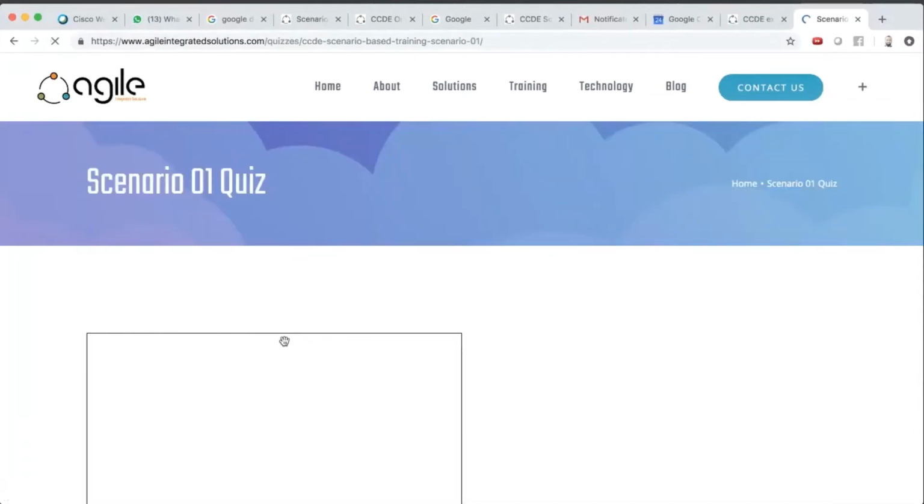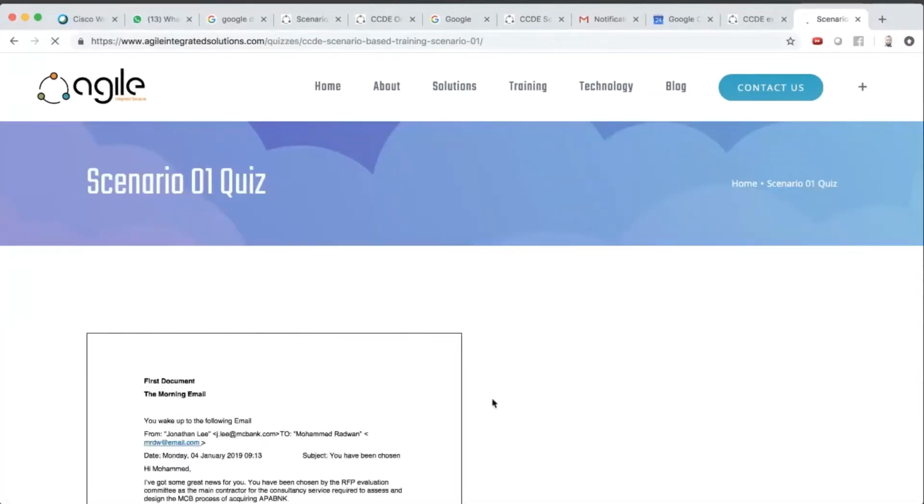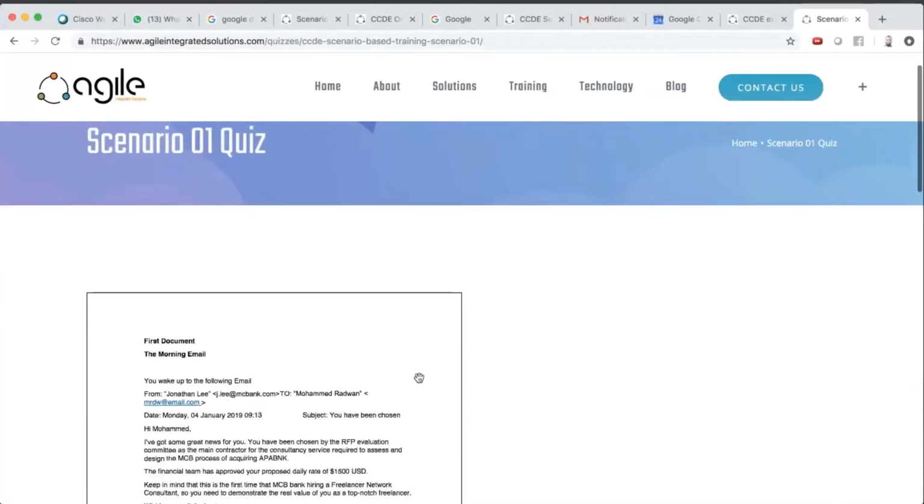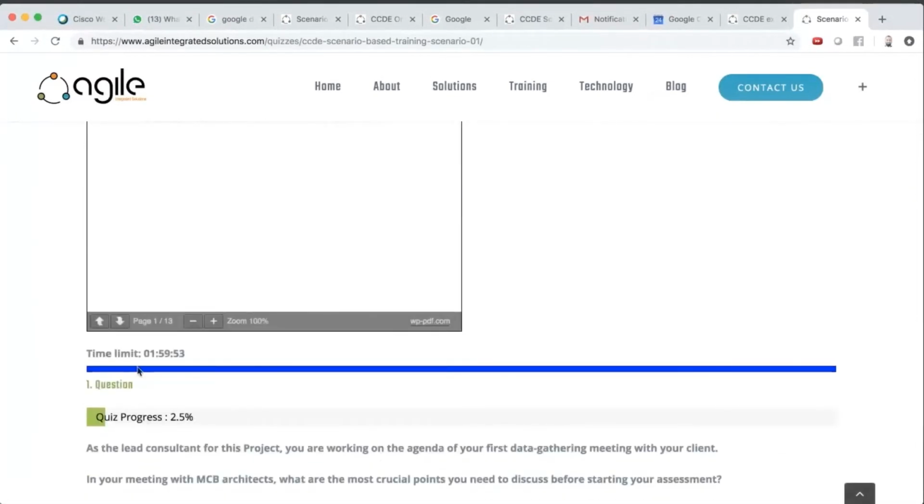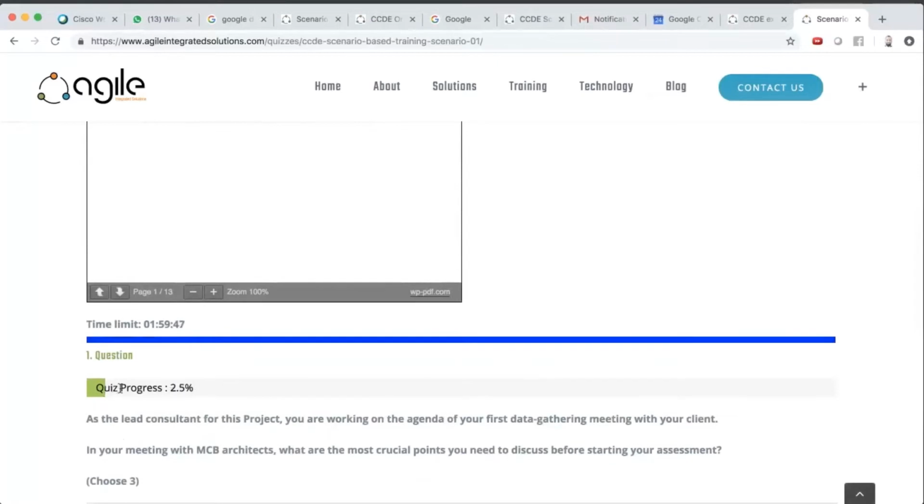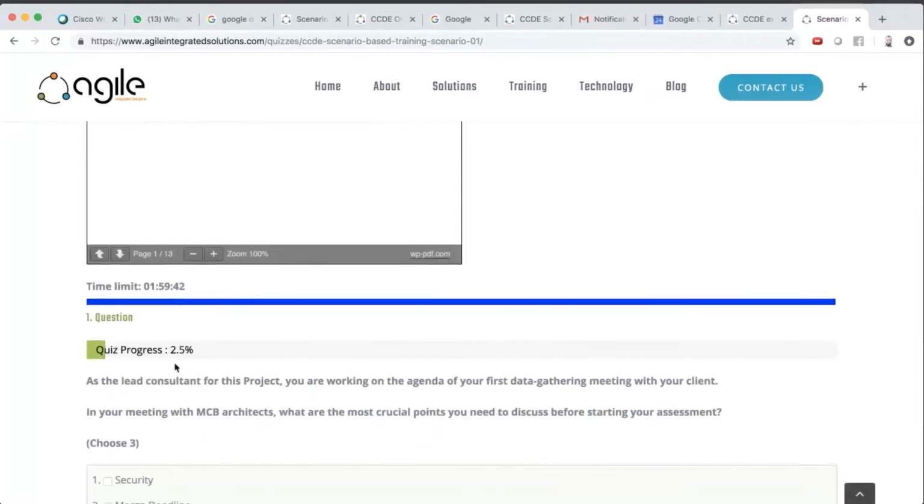Okay, so the quiz is loading. The good thing here is the document. It's a bit different, but it's the same environment. Here the time starts counting, so your time limit is 2 hours and counting. And with each question, you will also see the quiz progress. Now in the first question we are at 2.5%.